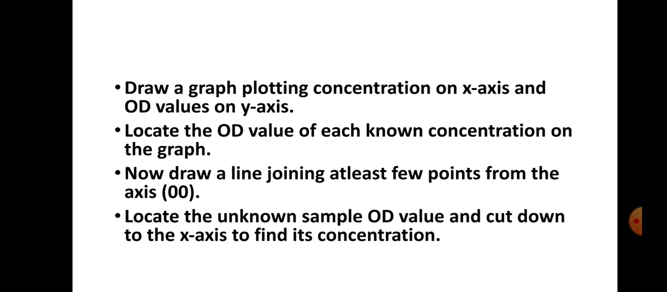After obtaining the OD values of the standard concentrations and the unknown sample as well, draw a graph plotting concentrations on x-axis and OD values on y-axis. On the graph, locate the OD value of each known concentration. Now draw a line joining at least a few points from the axis 0. Locate the unknown sample OD value and cut down to the x-axis to find its concentration.